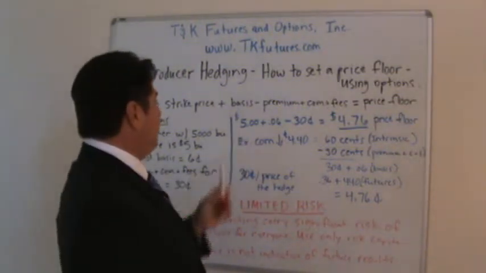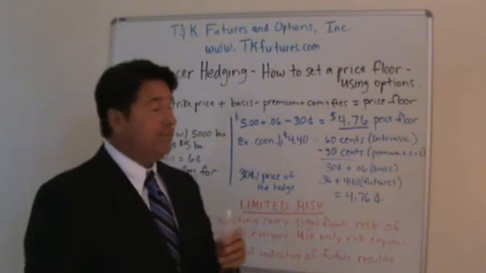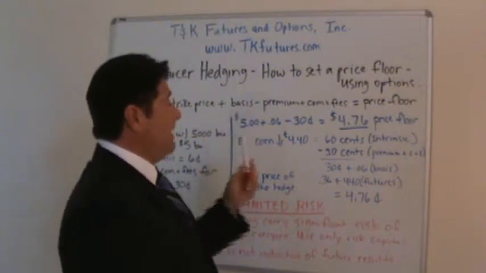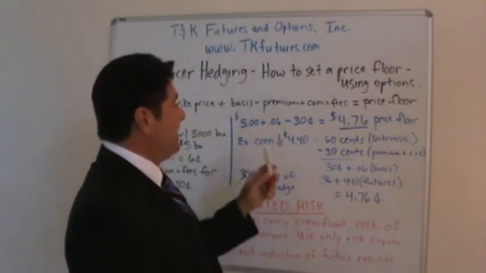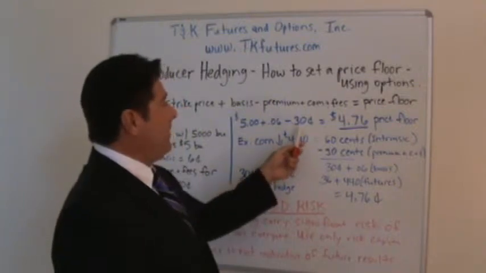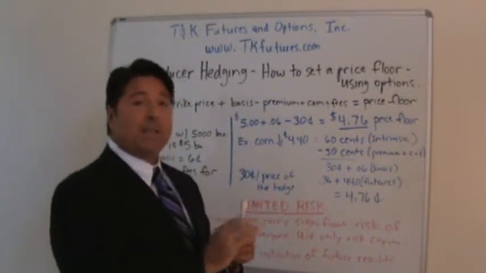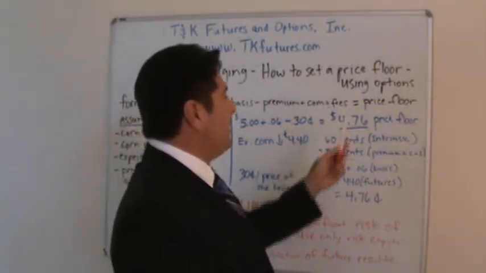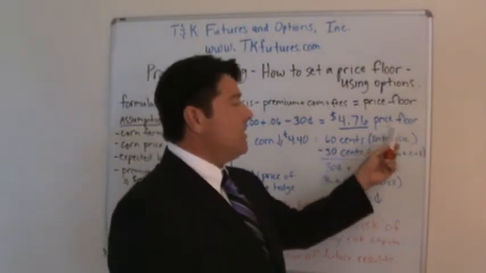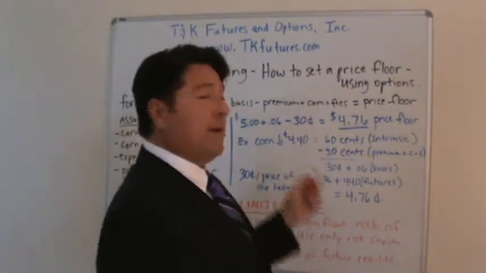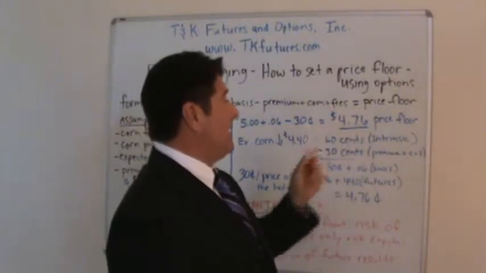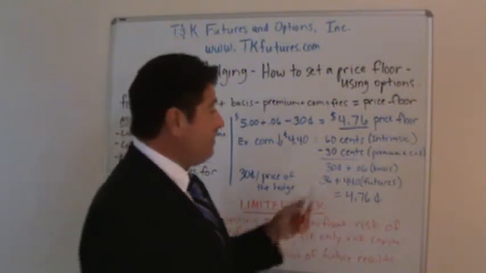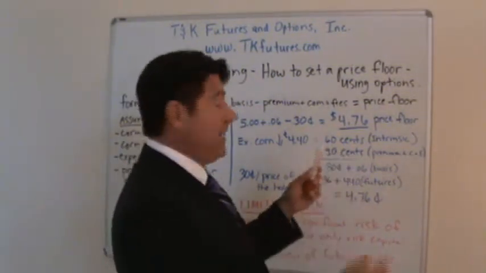All right. Well, here's your $5 strike price for the put. You add the 6 cents of basis, which is the difference between the estimated basis, and then you back out the 30 cents that you had to pay for the actual hedge itself for the $5 put. Well, what this equals is $4.76. So you actually set a price floor. Your worst case scenario here, with this price floor, is getting $4.76 for your corn at expiration, when you get out of your corn.